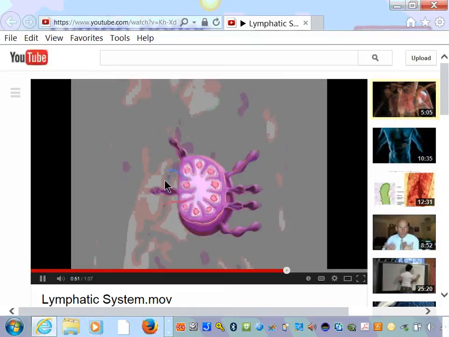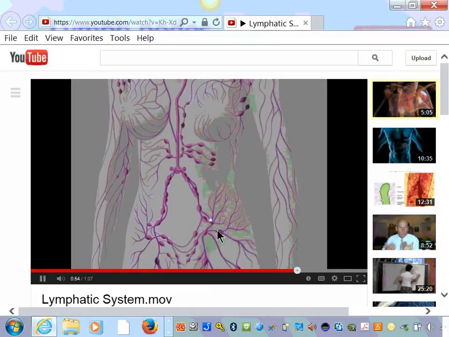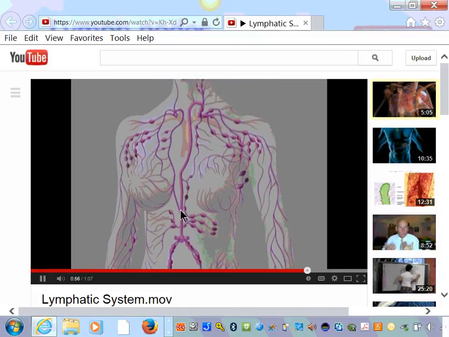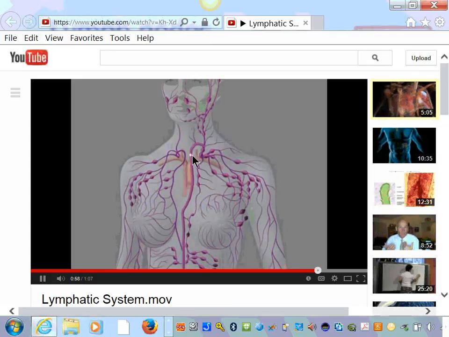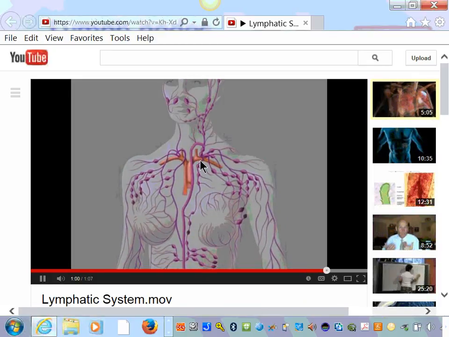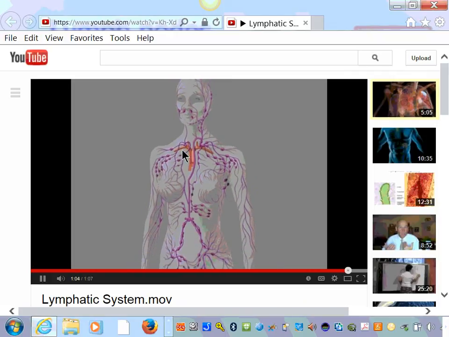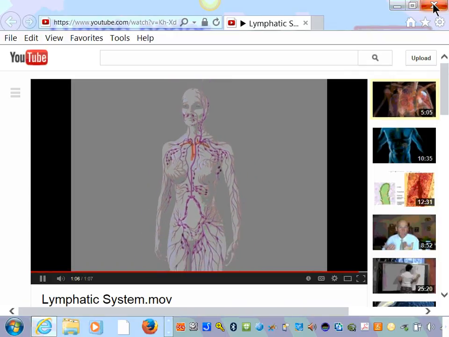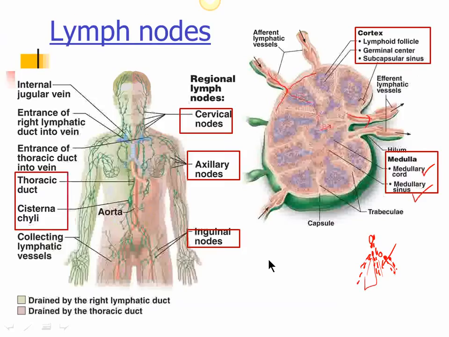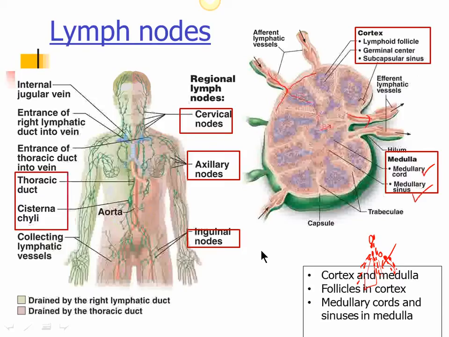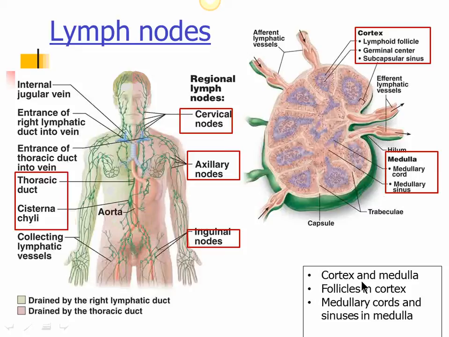You can also notice the blood vessels there. After going through a lymph node through efferent, they go into the thoracic duct and finally into a vein and back into the heart. And then there is the right lymphatic duct on the right side. Okay? So here again, cortex and medulla, follicles or nodule, cortex, medullary cords and sinuses in the medulla. So typical features of a lymph node.